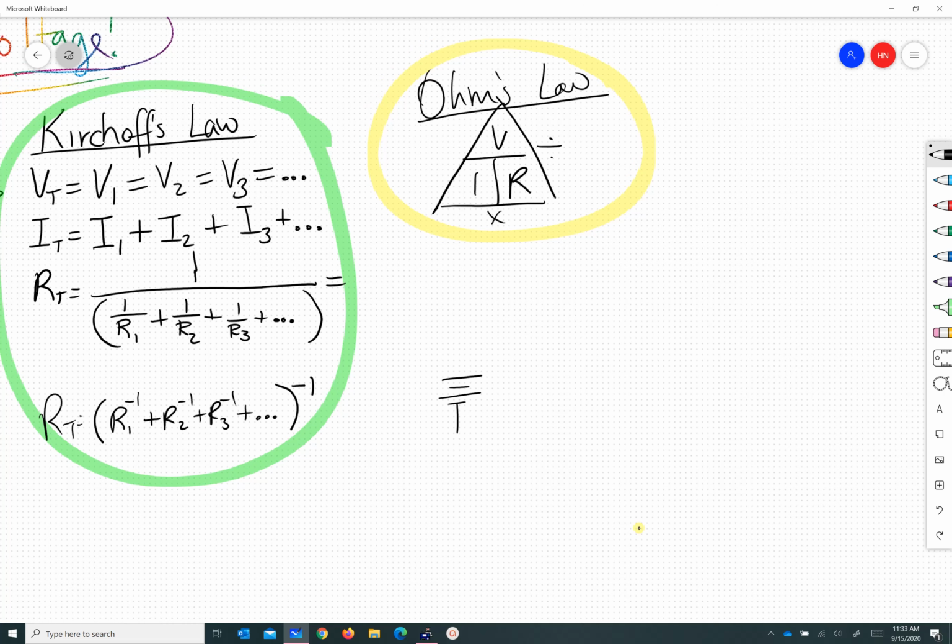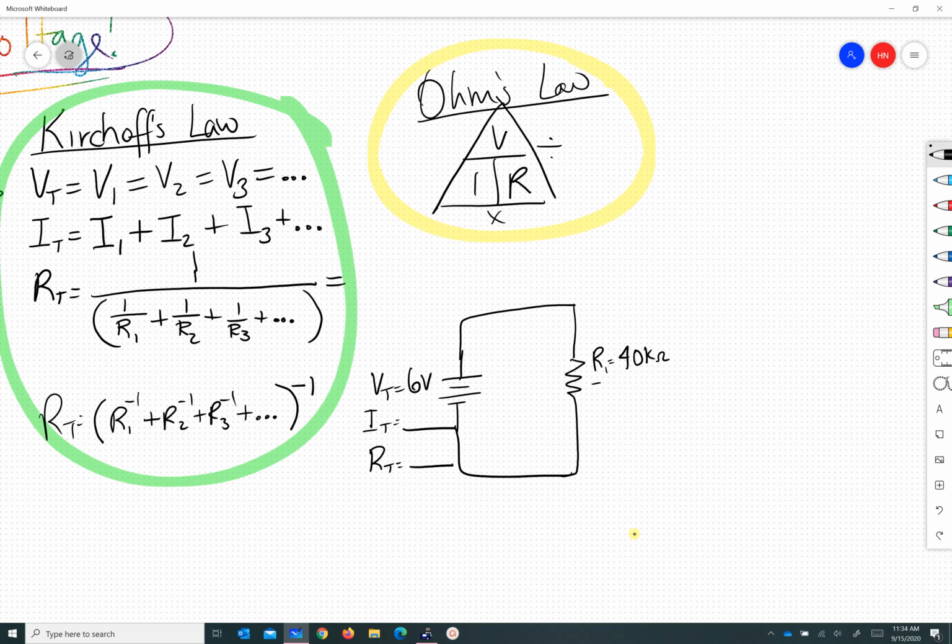So let's say I have a battery, and my battery happens to be a voltage total of 6 volts. I do not know the current total. I'm going to leave it as a blank, and I do not know the resistance total. That's a blank. For this device, I am going to put 3 resistances in parallel. So that first device happens to be resistance 1 is 40 kilo ohms. I do not know the current through this device, and I do not know the voltage here.